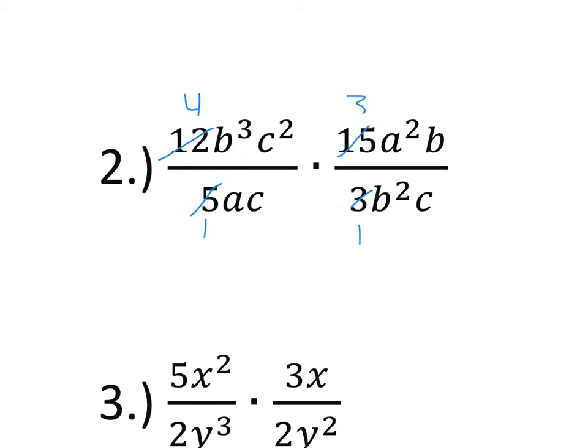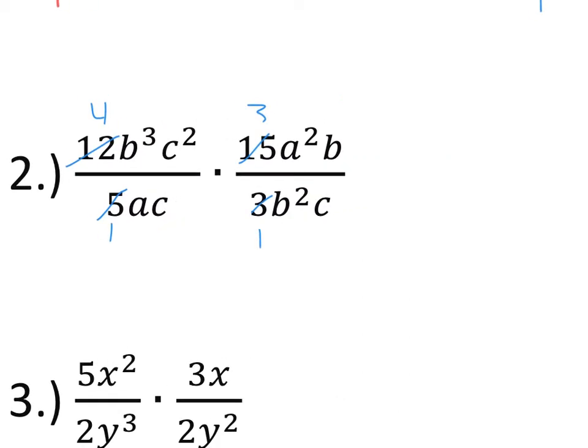So I simplified all my coefficients. From here, I'm just working with A's, B's, and C's. You can either multiply and then simplify, or we can simplify right here. It's your call. Let me show you what it looks like if we multiply before we simplify. With the top, I've got 4 times 3, which is 12.